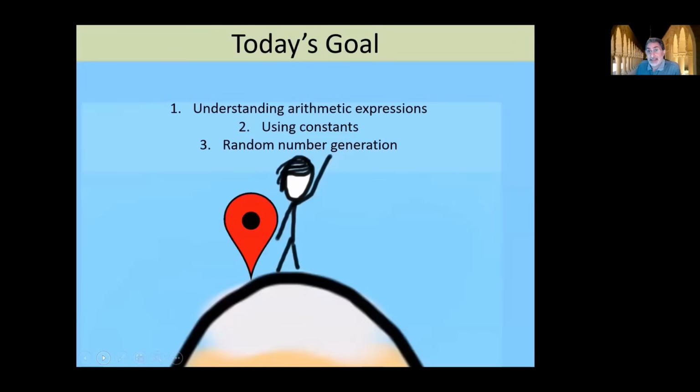So that brings us to today's goals. What are today's goals? Today's goals are to get an understanding of arithmetic expressions so we can express ourselves in code, to also learn about using this thing called constants. You might know what a constant is in the real world. It's just some value that doesn't change. How do we think about that in Python and what do we use it for?